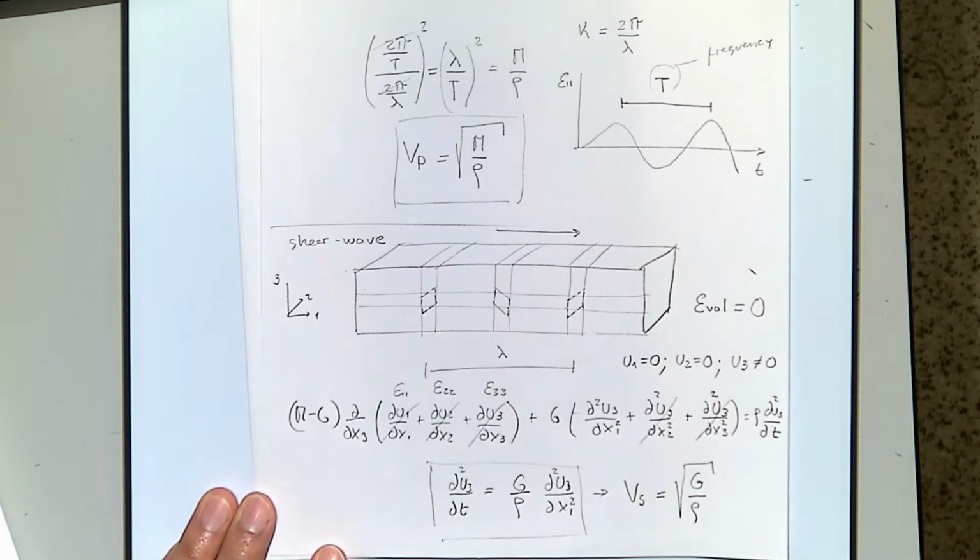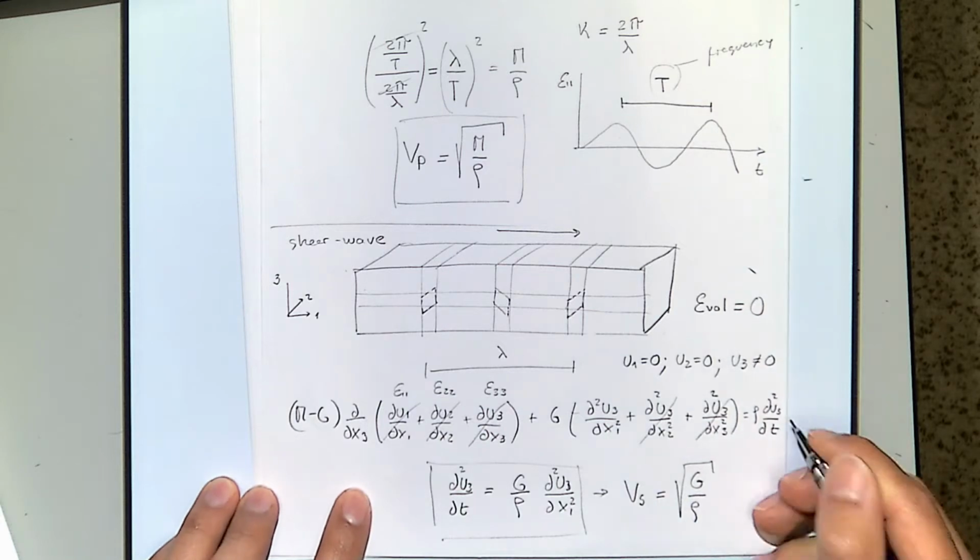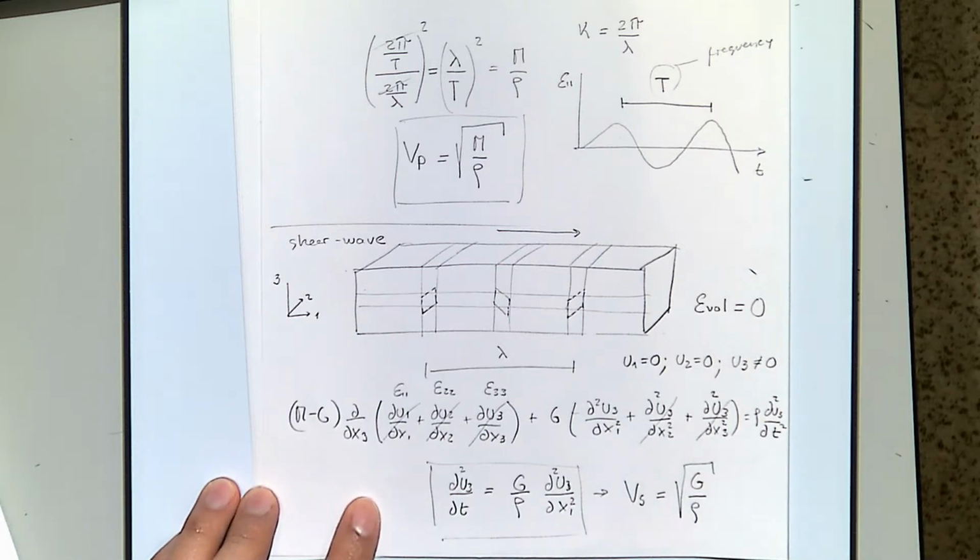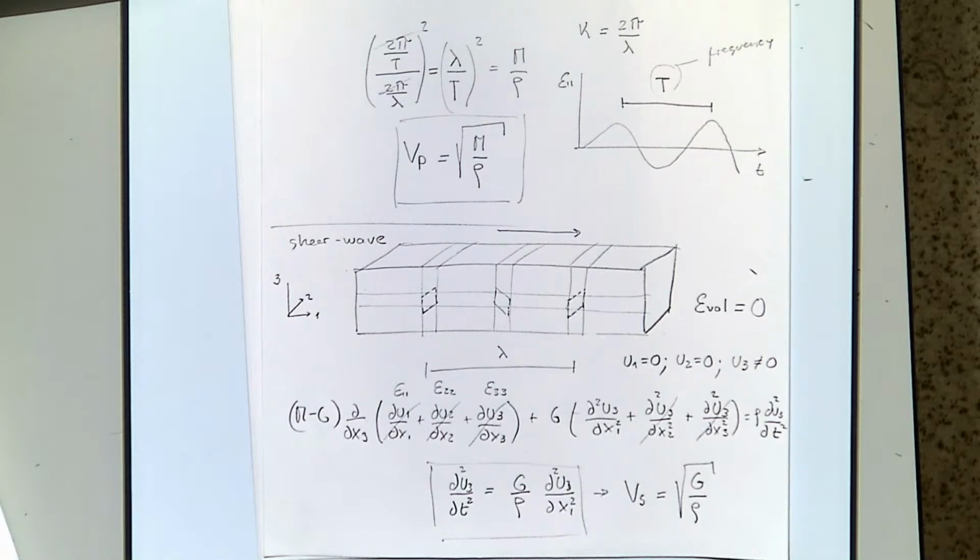Should that be delta t squared in the second derivative for the equation in the box? Yes, thank you. And now we also have the shear wave velocity, right?